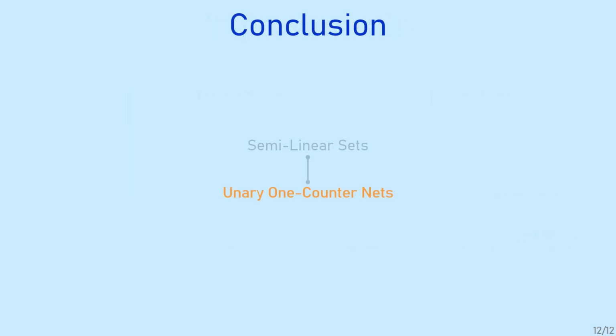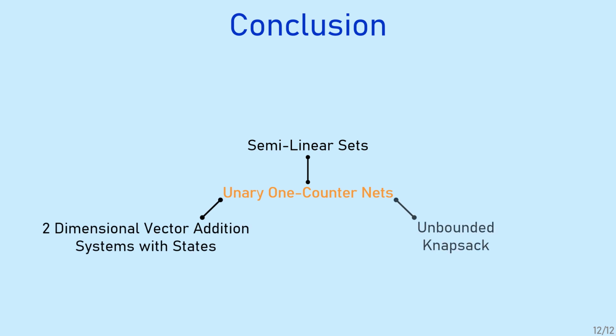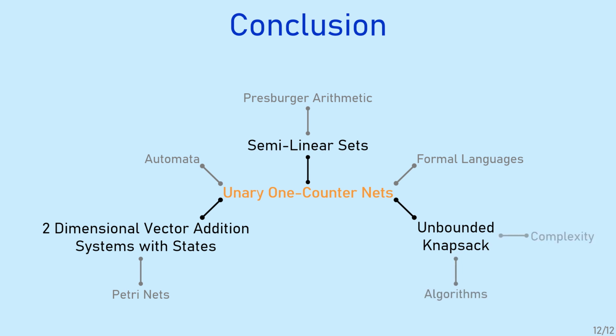Okay, I wanted to round off by showing the location of unary one-counter nets in theoretical computer science. I can show fairly strong connections from two-dimensional vector addition systems with states, semi-linear sets, and various decision problems, maybe specifically unbounded knapsack. And here's the broader space, all the other general places this sits within. And I wanted to highlight one thing, probably my most important observation and contribution so far: I can show a very strong relationship between the languages accepted by unary one-counter nets and a specific type of semi-linear sets.